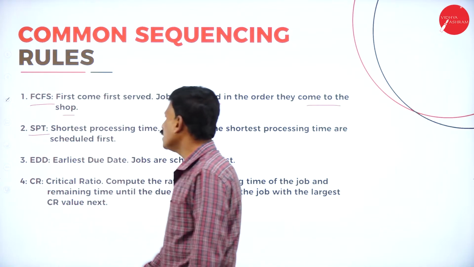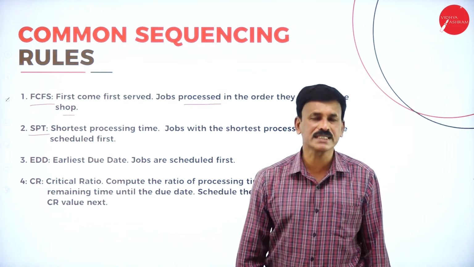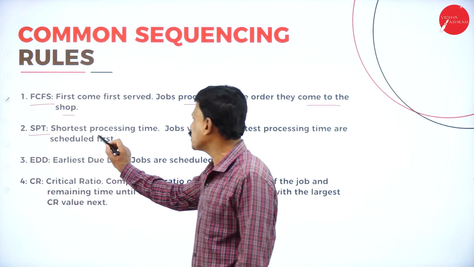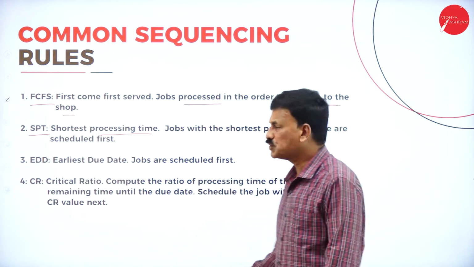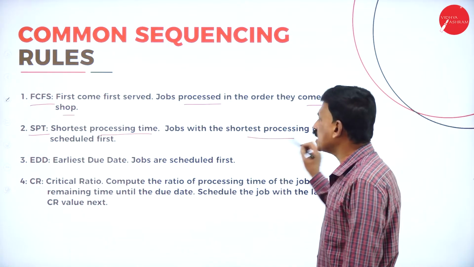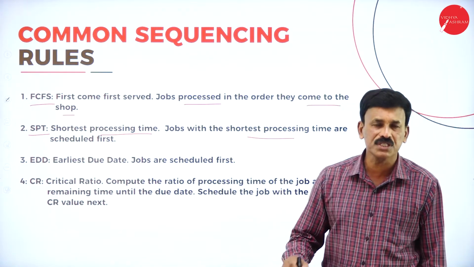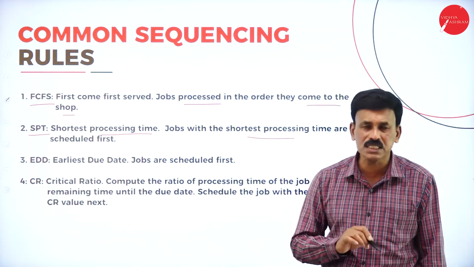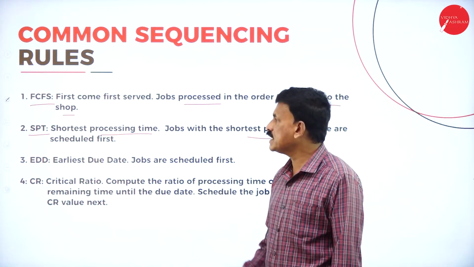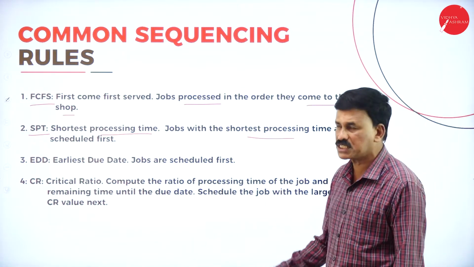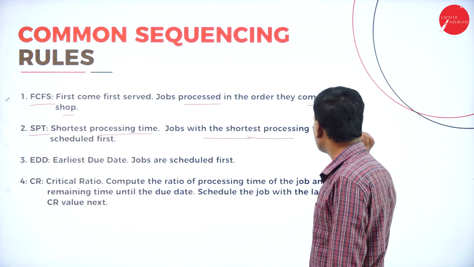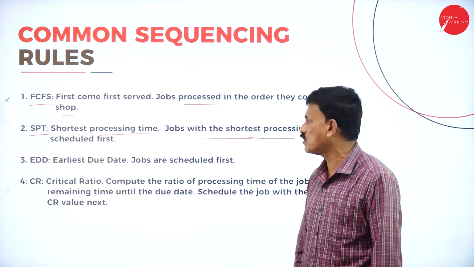Now the second one, SPT. SPT is nothing but the shortest processing time. Here jobs with the shortest processing time are scheduled first. So we are going to schedule first the jobs which take the shortest time to process. That is called SPT, shortest processing time.